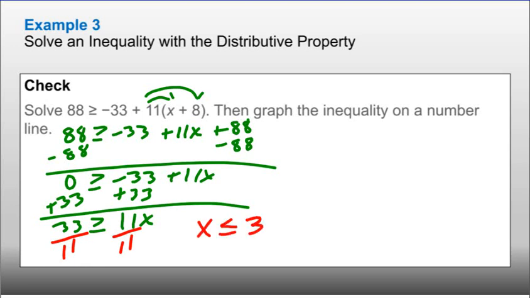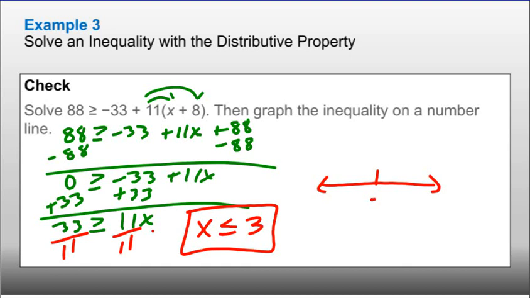Now you might say, why did I switch the sign? I actually didn't switch the sign. I just flipped everything. So I'm just reading it from right to left. So x is less than or equal to 3. So on a number line here, I would have 3 here. Filled in circle because it can equal 3. Less than means it goes to the left. So that is our lesson on solving multi-step inequalities.